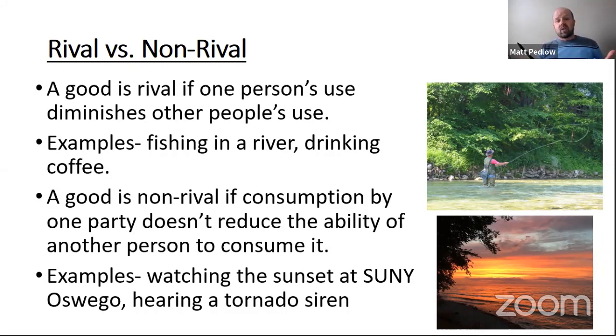And then tornado sirens. If you live in the Southeast and you're down in Charleston, these areas, right? Hurricane sirens to warn people. If I listen to the tornado siren, it's not like the government, if I didn't pay my taxes, sends someone around to put their hands over my ears so I can't listen to the tornado siren. Everyone gets to hear the tornado siren. It's non-rival. When I listen to it, I'm not taking away from your ability to listen to a tornado siren. So that's what it means to be rival and non-rival.